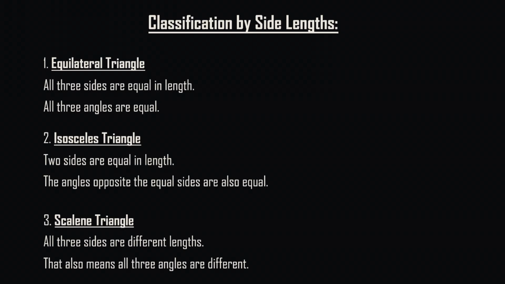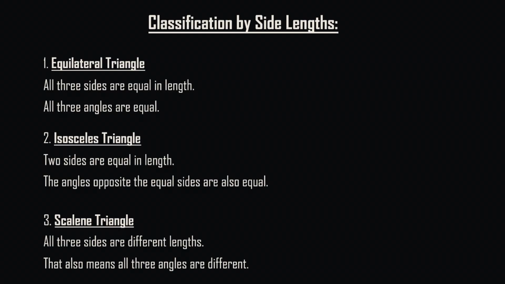Number 1 is an equilateral triangle. All 3 sides are equal in length. Because the sides are equal in length, all angles are also equal, making it a very symmetrical triangle. Number 2 is an isosceles triangle. 2 sides are equal in length. The angles opposite the equal sides are also equal. This symmetry helps in solving many geometry problems later.